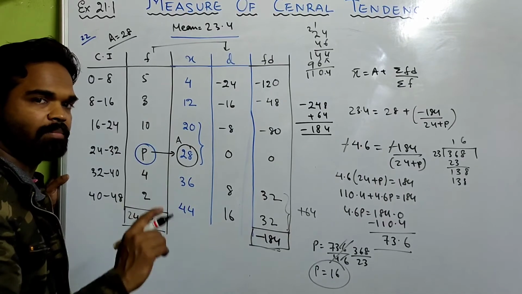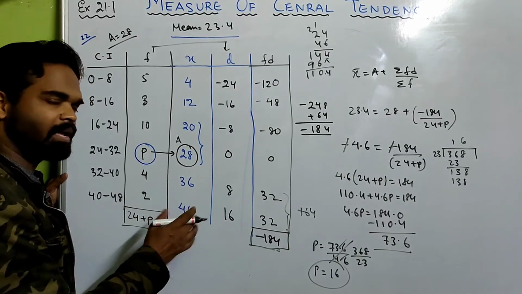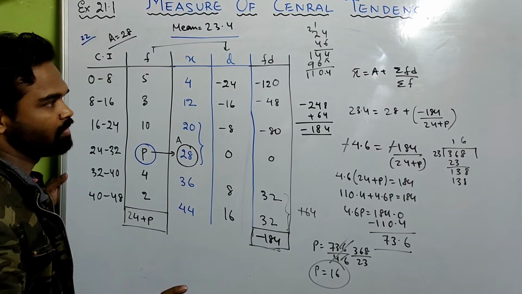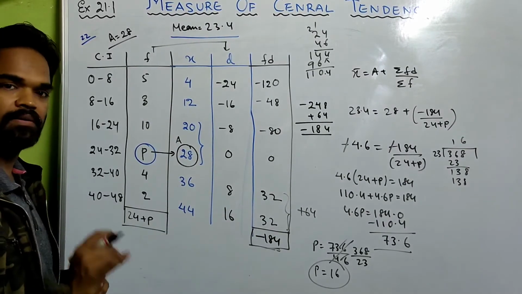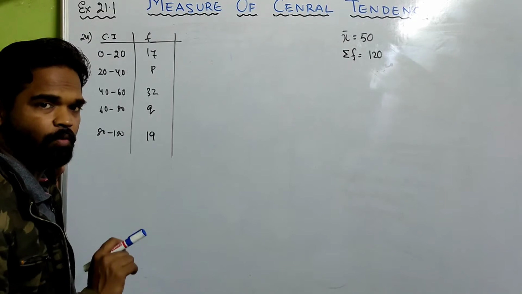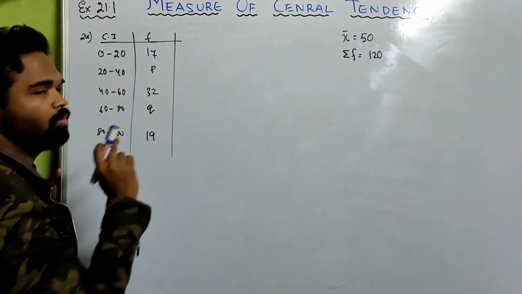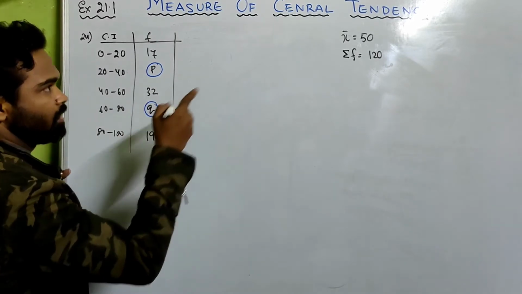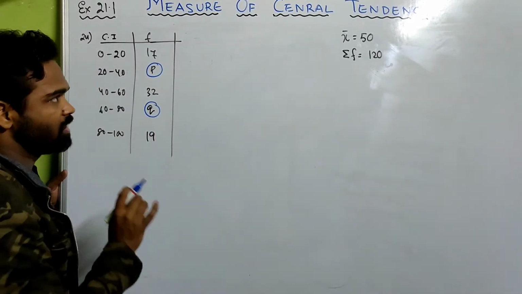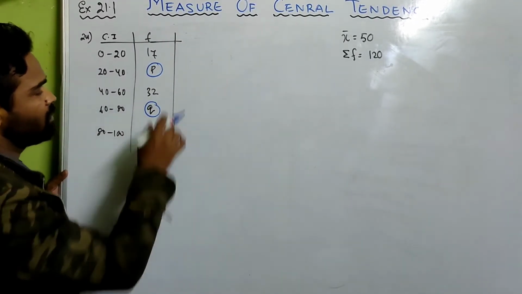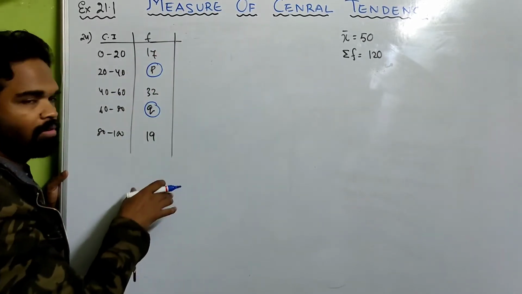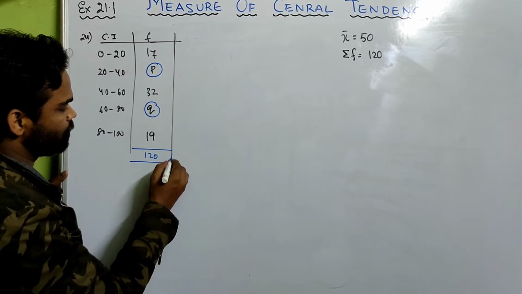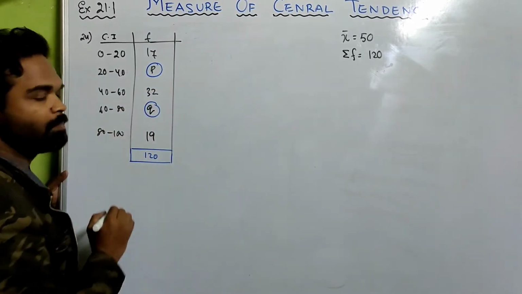In the previous sum, we solved it by the direct method. We can solve this by the direct method also. Am I clear? Now let us look at the next sum. Now look at 24. Over here there are two unknowns in the frequency, P and Q. They have given the mean of this data as 50 and the sigma F, which means when you add all the frequencies you get 120. They have given this, okay? You need to find the value of P and Q.